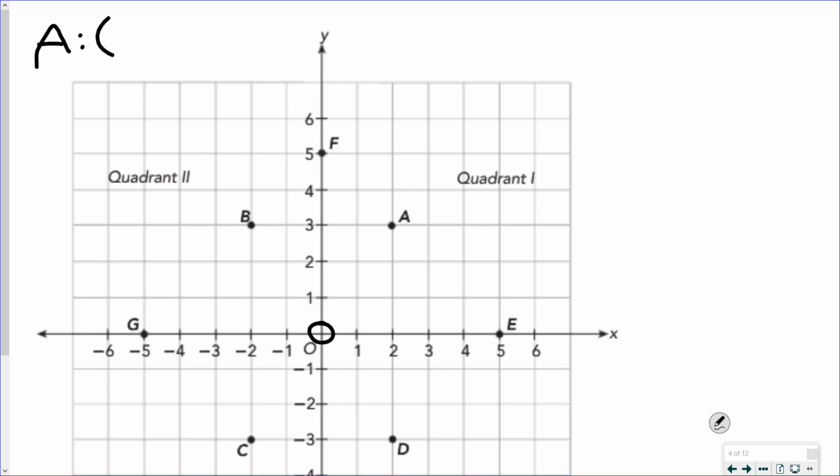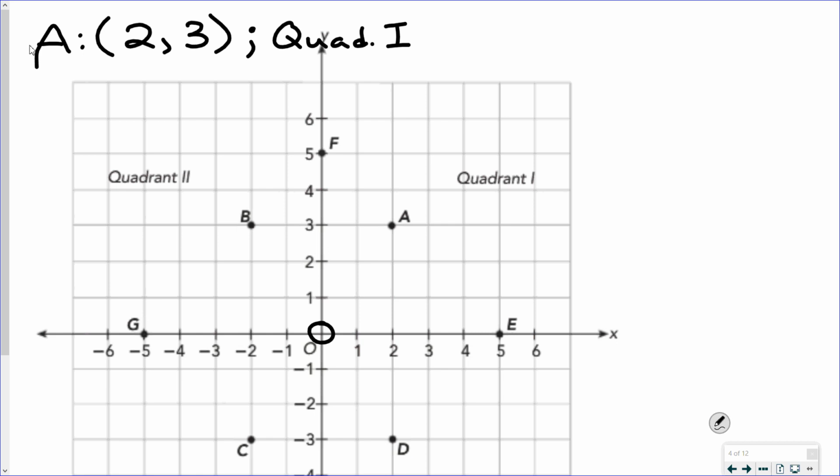So if we were going to move from the origin to point A, I'm going to move across the x-axis first. So I'd have to move to the right, and I have to move to the right 2 places. So my x-coordinate for A is 2. I have to move 2 places to the right on my x-axis. And then to get from the x-axis to A, I would have to move up, and I have to move up 3 places. So the ordered pair for A is (2, 3). Point A lies in quadrant 1, because it's in that upper right quadrant.